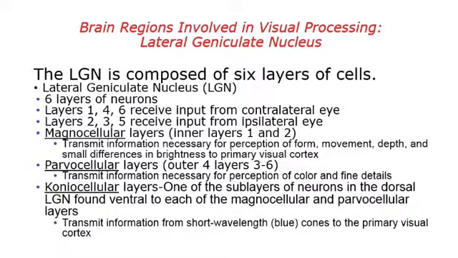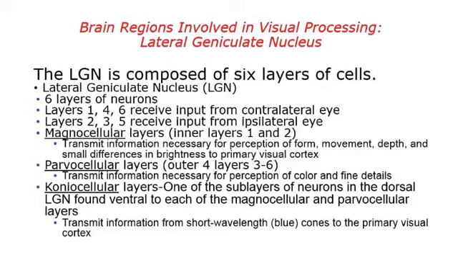So let's look at the lateral geniculate nucleus a little bit more in depth. It's composed of 6 layers of cells or neurons. And layers 1, 4, and 6 receive input from the contralateral eye. So we have 2 lateral geniculate nuclei, one on either side, because we have our thalamus as a bilateral structure. So layers 1, 4, and 6 of LGN receive input from the eye on the other side, and 2, 3, and 5 receive input from the eye on the same side.